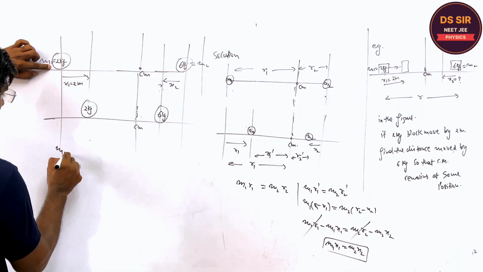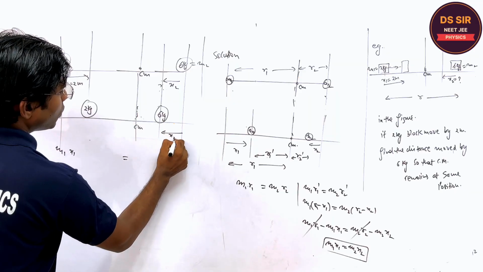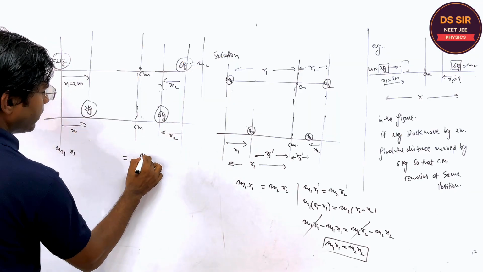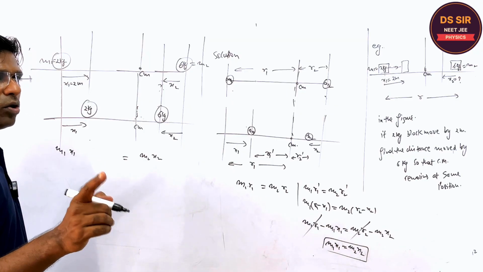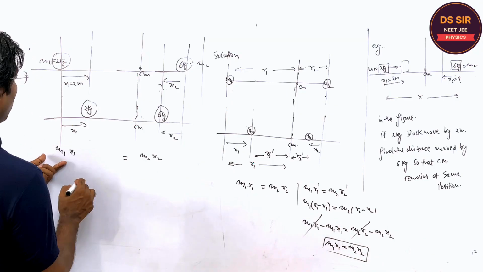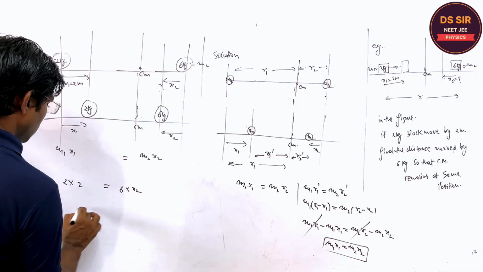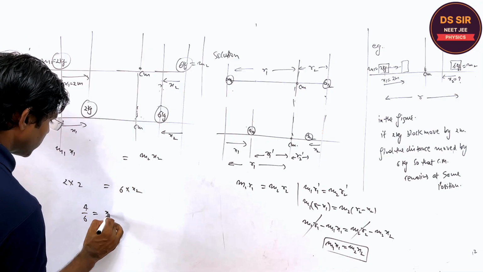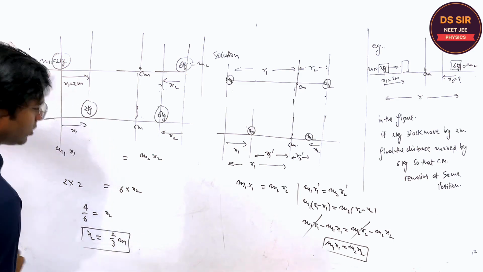Say m1 x1 must be equal to m2 x2. Getting or not? So m1 is 2 into 2, which must be equal to 6 into x2. So 4 upon 6 is equal to x2. So x2 is 2 by 3 meter. Is it clear or not?